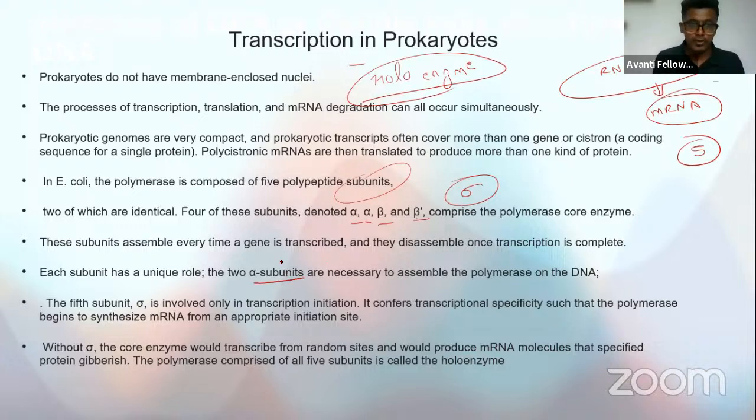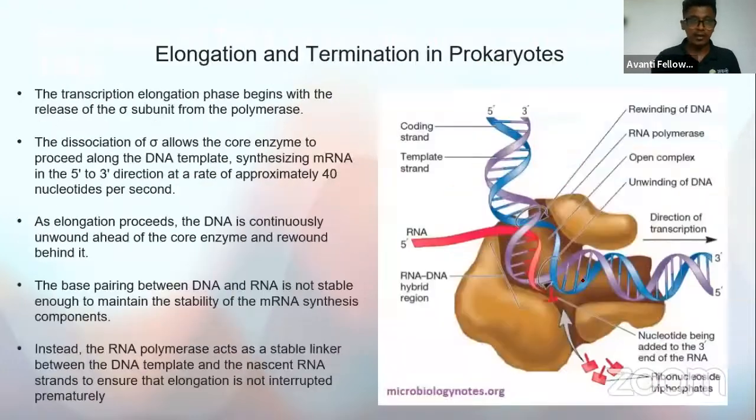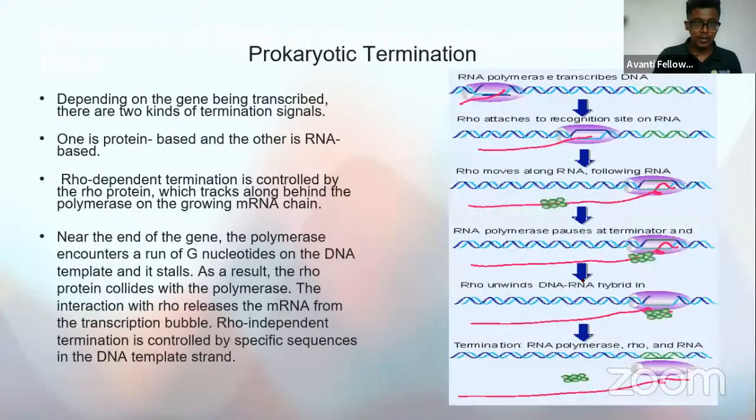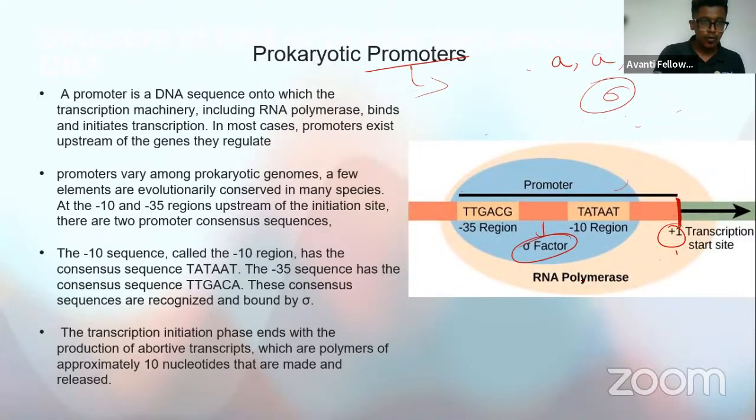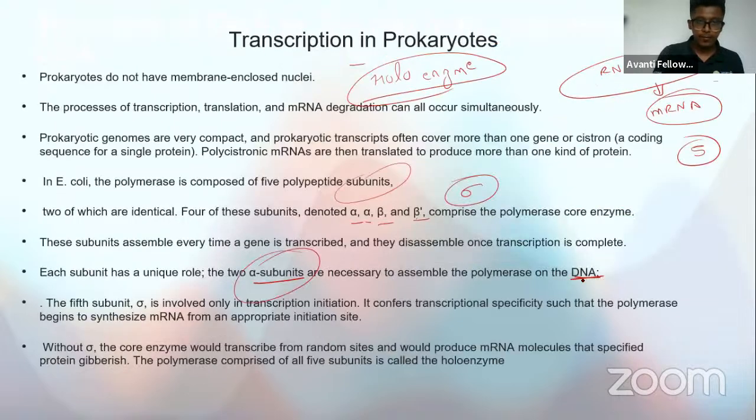Let's talk about the alpha subunits. What is the role of the alpha subunit? It helps in the assembly of the rest of the polymerase on the DNA. What are the other subunits doing, like the beta subunit? Beta subunit is responsible for the RNA and DNA. It will clamp. It will hold them together.